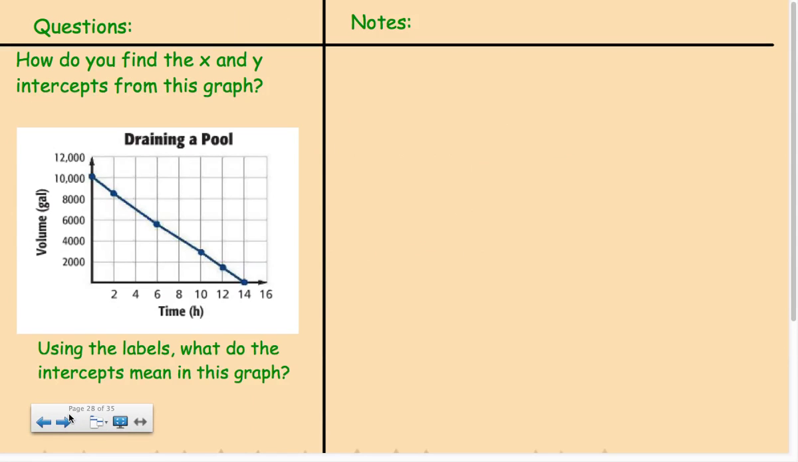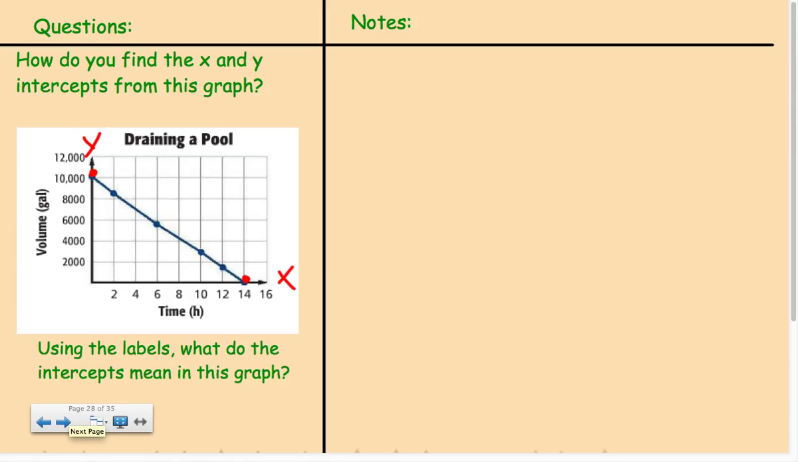How do you find the x and y intercepts from this graph? This time we're looking at draining a pool. So again, it says using the labels, what do the intercepts mean in this graph? So we have something extra to do this time. So if you're making this graph in your notes, again, I would put a dot right here where the line crosses the x-axis, and I'd put a dot right here where the line crosses the y-axis. Remember, this is x, this is y.